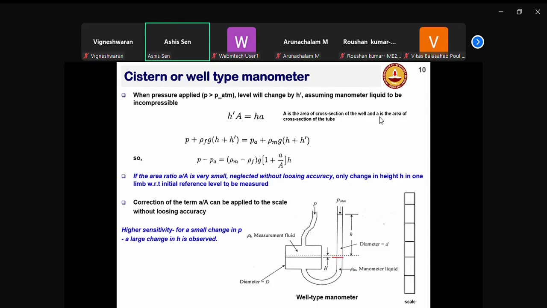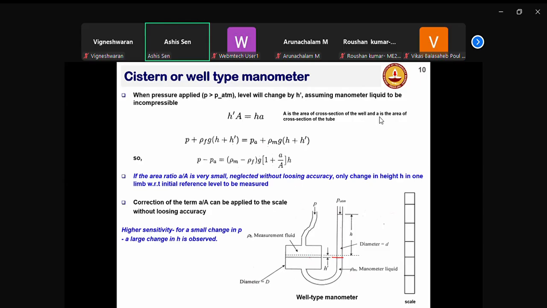Okay. So your P minus PA is going to be (rho m minus rho f) into G into (1 plus a over A) into H. And now, if you say this small area of cross-section is much smaller than the large area of cross-section, you can neglect this term. So you can just simply say that P minus PA is (rho m minus rho f) into G into H. Okay.